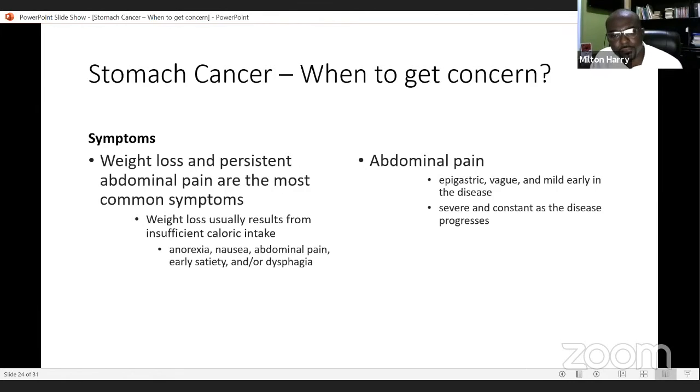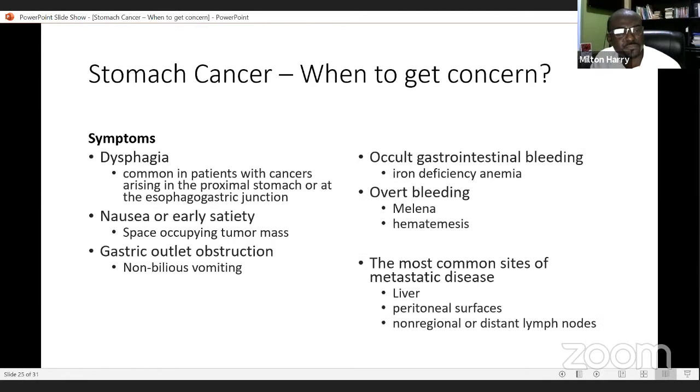So abdominal pain is usually a vague pain in the epigastric region or the upper abdomen, right over what we call the stomach. The patient will point to the upper abdomen and say, right over the stomach, doc, that's right where they have this pain. It's usually mild early in the disease, but becomes severe and constant as the disease progresses. We mentioned dysphagia, that's a problem eating, so difficulty for the food to go down. Sometimes they will present with obstruction, so the food cannot pass the stomach, and they start vomiting.